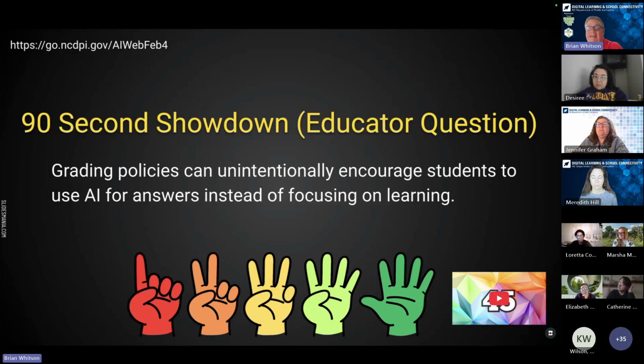And so I think in thinking about that, one of the things we have to look at is what do our grading policies really measure and what do they cause as a result? And so we have to definitely think about that.